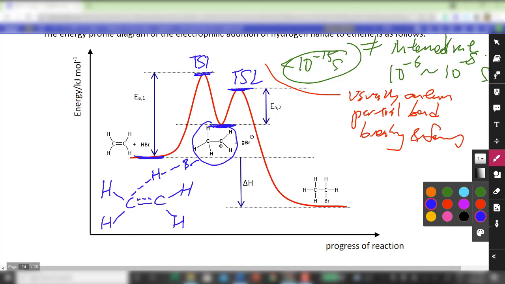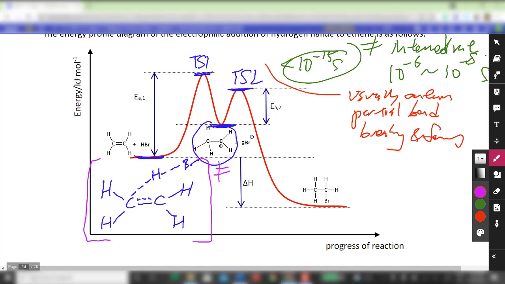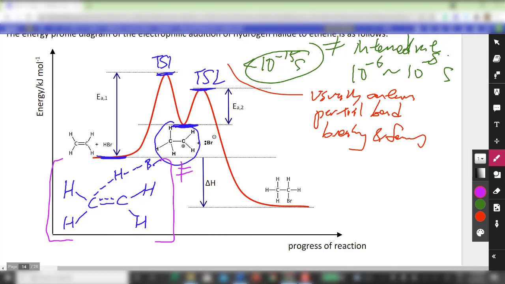Usually a transition state is represented with a square bracket with a double dagger. This unique sign is called a double dagger. That might be something that you want to take note of. And this is TS1.